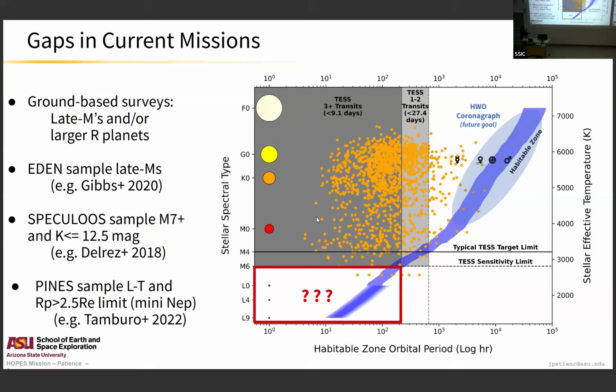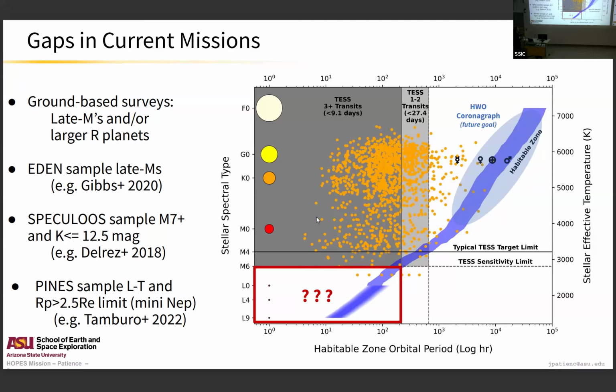All right. And then there have also been ground-based searches that are targeting similar types of stars, so these late M stars, in the Eden and Speculoos surveys, and then also extending into L dwarfs for the Pines survey. These have actually provided some really exciting examples of exoplanet systems, particularly this TRAPPIST-1 system, which you see as this string of small planets.